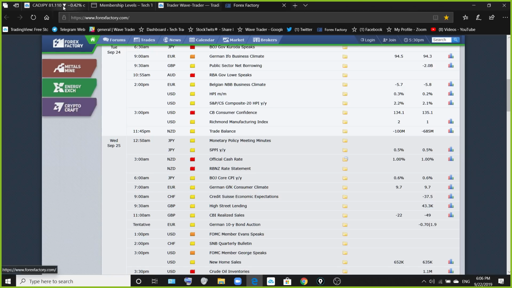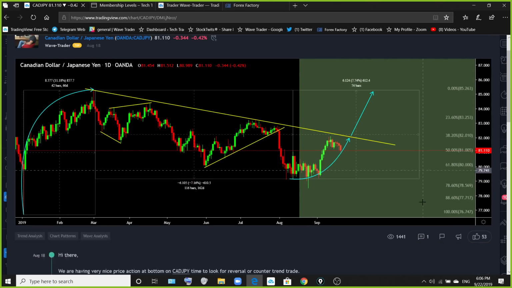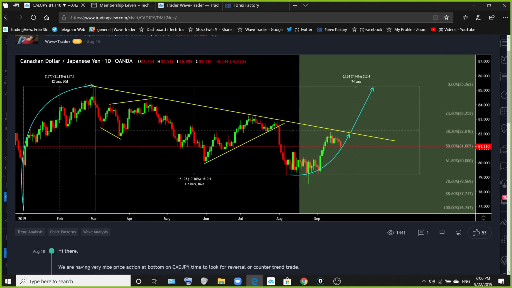Okay, so the CAD yen can go down for one more drop. So we are anticipating CAD yen to complete the wave. All right, so this correction to break up. All right, continue. So for that wave, again, get back to the fundamentals. All right, so which move? Which can drive that move?